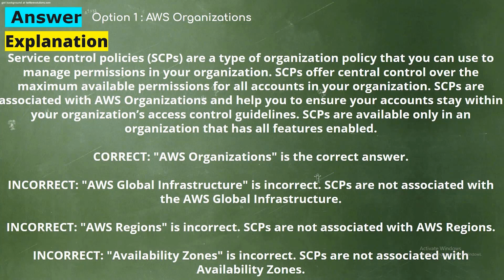Incorrect, AWS Global Infrastructure is incorrect. SCPs are not associated with the AWS Global Infrastructure. Incorrect, AWS regions is incorrect. SCPs are not associated with AWS regions. Incorrect, availability zones is incorrect. SCPs are not associated with availability zones.